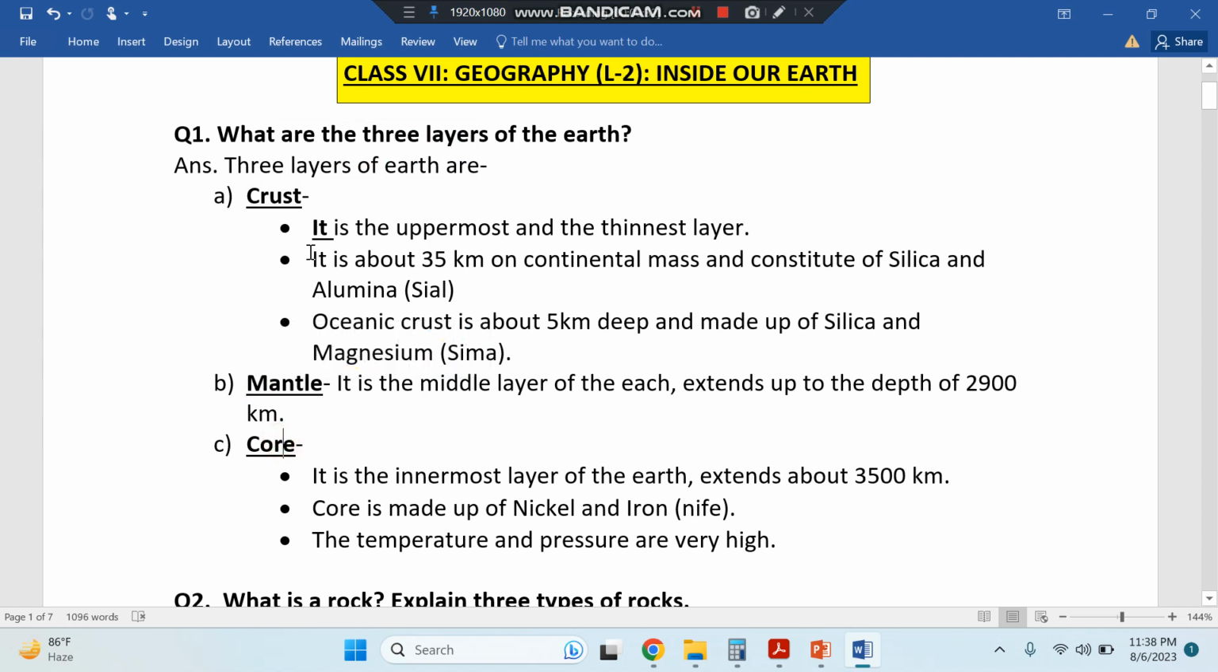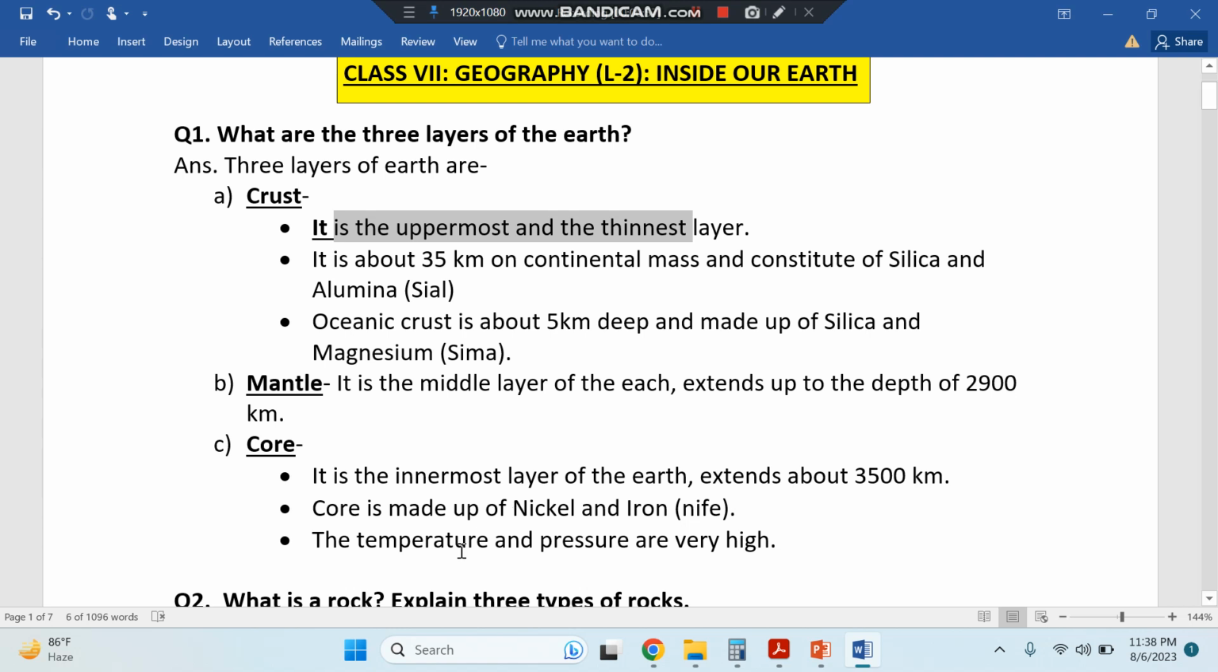And in case a question comes only on crust, you have to write these three points. In case you get this question as a 3 mark, just take up 1 point. It is the uppermost and thinnest layer of the Earth's surface. Mantle is the middle layer, core is the innermost layer. You don't have to write the details, just depending on the question, write the number of marks.